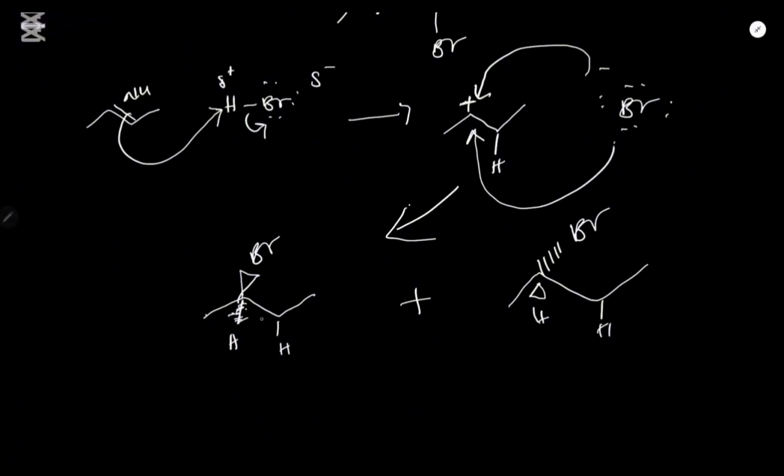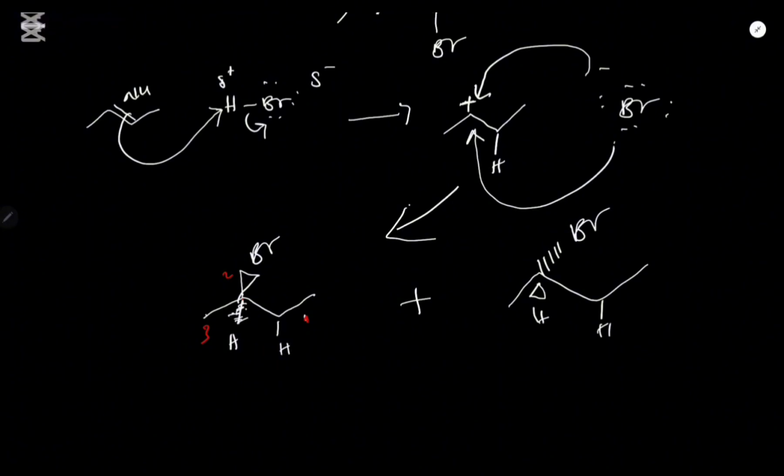So this is the first group. Let me use another ink. First group, second, third, fourth. So if you check here, this carbon is connected to 4 different groups. As a result, it qualifies to be called chiral.